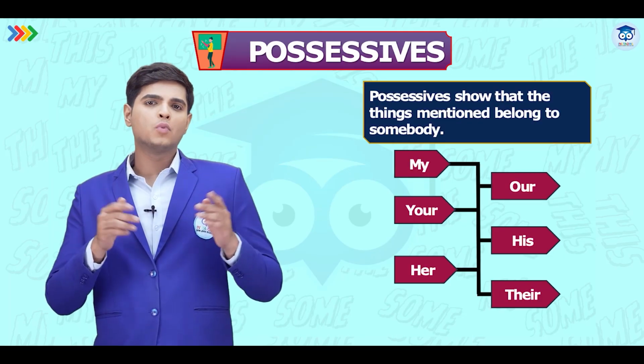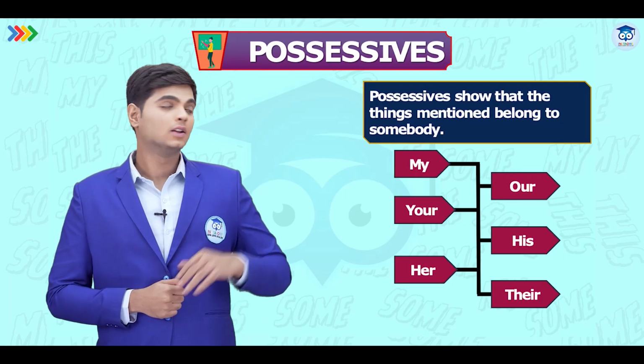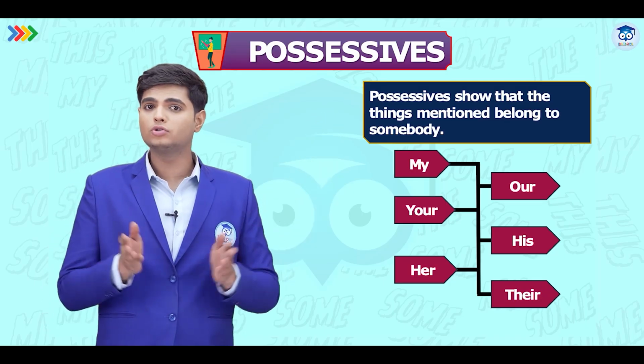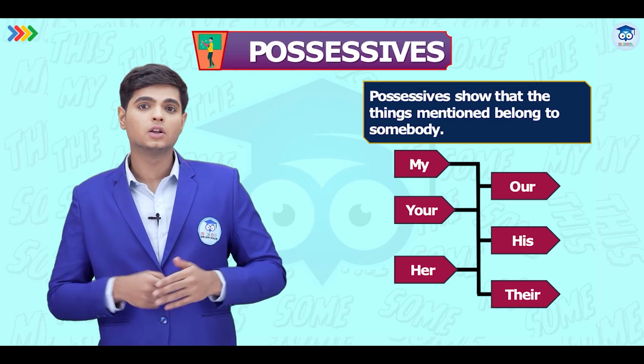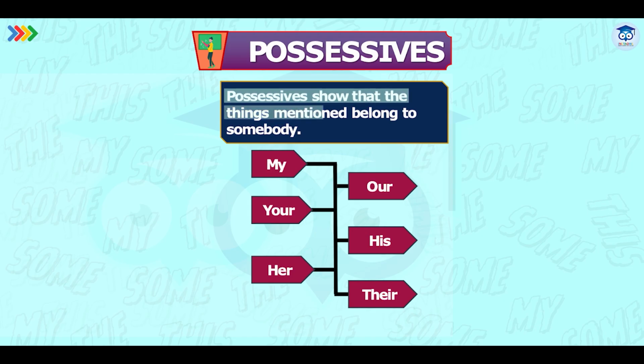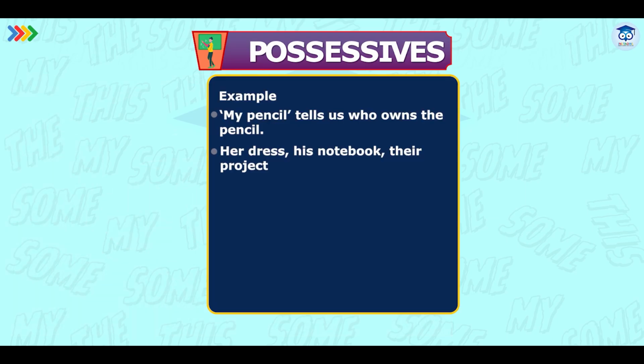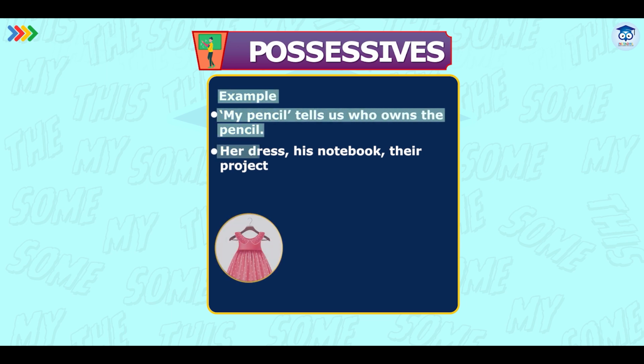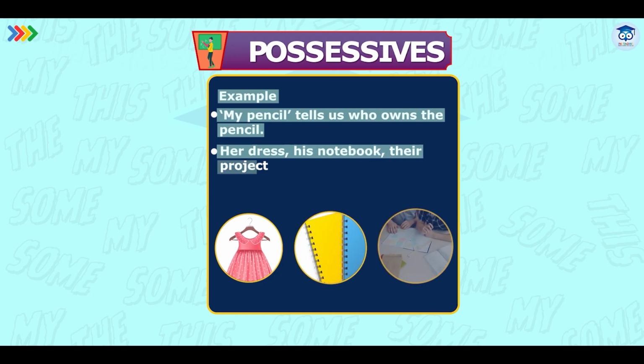Let's now look at one more important category of determiners, possessives. These are used to show ownership. In other words, possessives show that the things mentioned belong to somebody. Common possessive determiners include my, your, her, our, his, and their. For example, my pencil tells us who owns the pencil. Her dress, his notebook, their project. Each of these phrases shows us who something belongs to. These words always come before the noun and never stand alone.